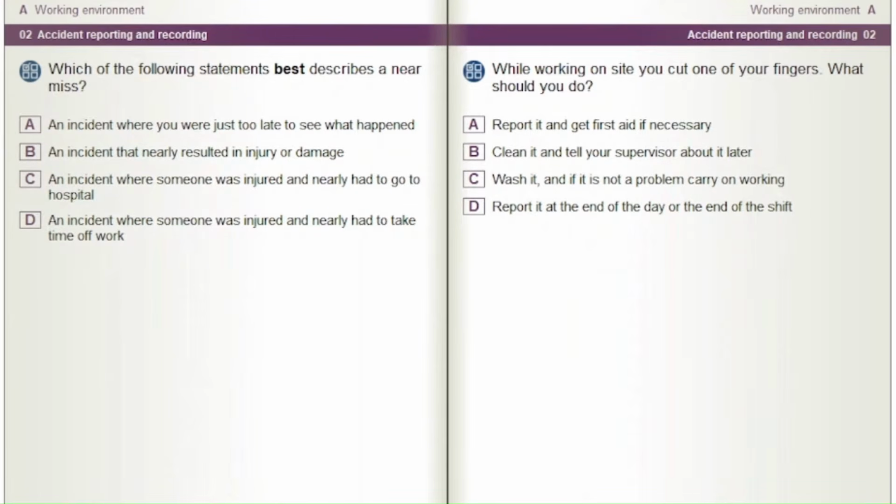Which of the following statements best describes a near miss? An incident where you were just too late to see what happened. An incident that nearly resulted in injury or damage. An incident where someone was injured and nearly had to go to hospital. An incident where someone was injured and nearly had to take time off work.